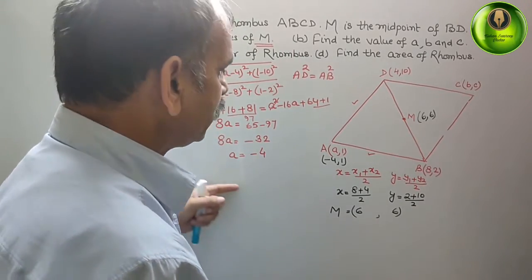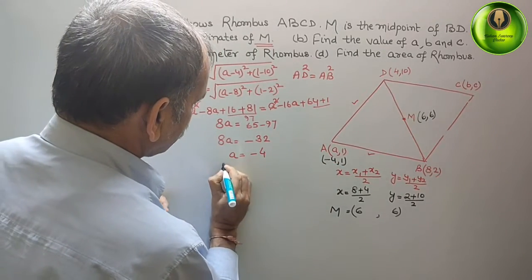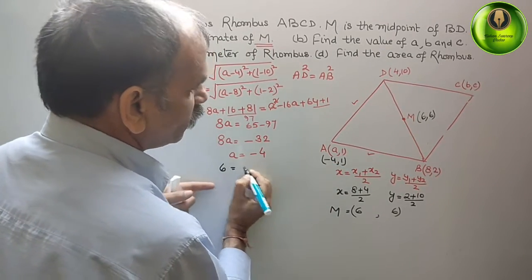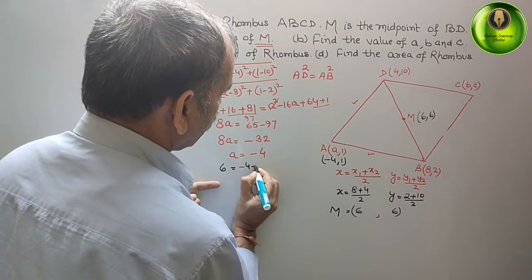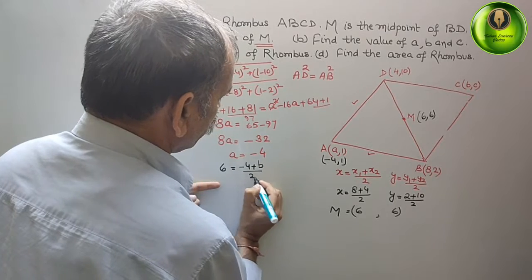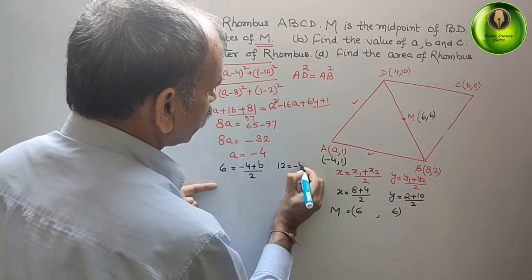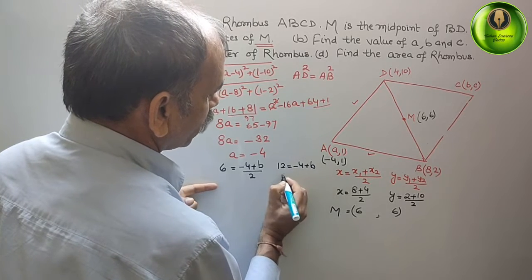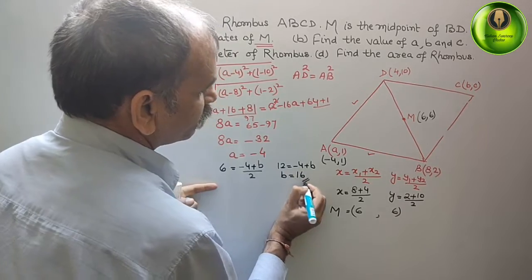So how will it be? See that x is 6. 6 is equal to (x1 is minus 4 plus b) by 2. Cross multiply, you will get 12 is equal to minus 4 plus b. Therefore, we can say b is nothing but 16.